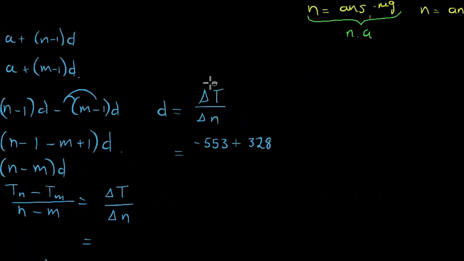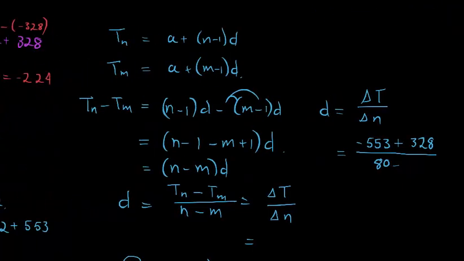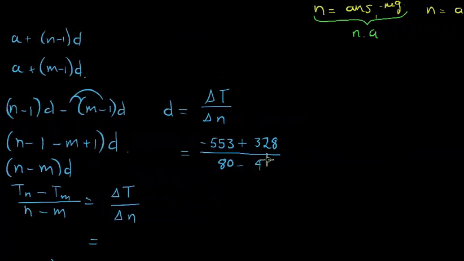328, that was the difference in the y values or the t values divided by the difference in their term numbers, which was the one was 80 and the other one was 48. See what you get? -7, isn't that cool?